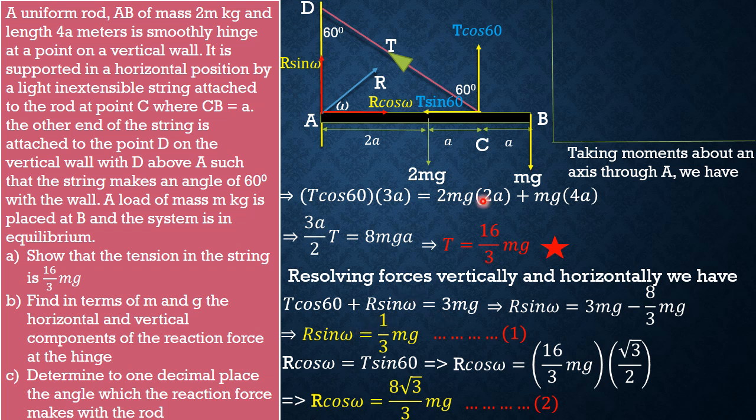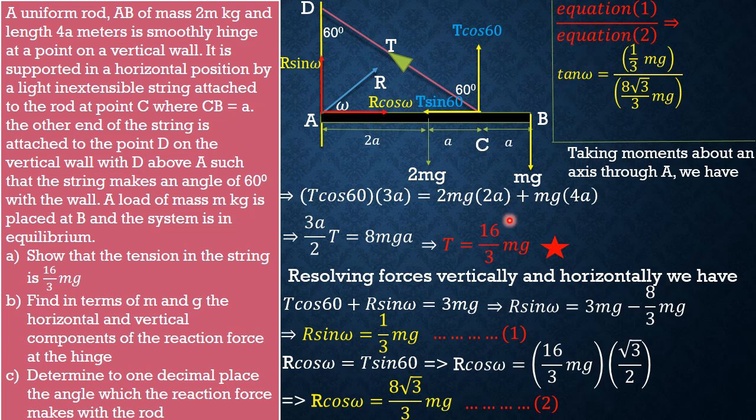So by so doing, we are going to take equation 1 divided by equation 2. That is going to mean that if we divide equation 1 by equation 2, r cancels r. Then sine omega over cos omega gives us tan omega. Good. Then keep in mind that we have a 3 here and we have a 3 here, so they can cancel. So we are going to have tan omega equal to 1/3 mg over 8 root 3 over 3 mg. The mg and mg can cancel, then the 3 here can cancel with the 3 here.